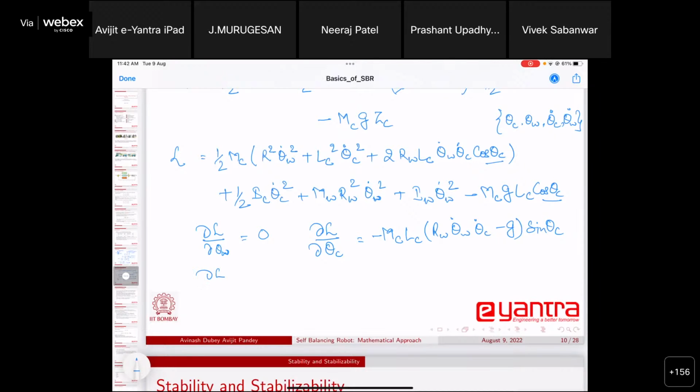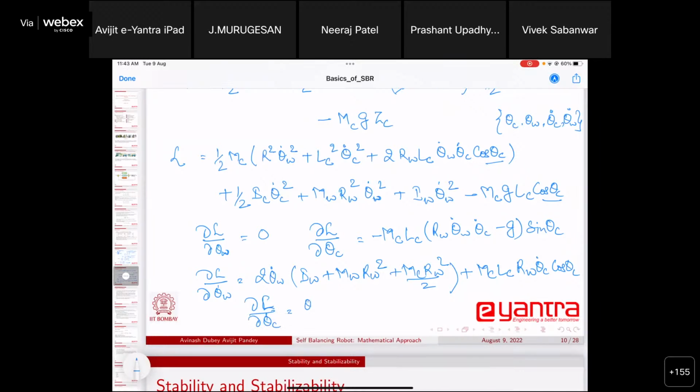Now taking this derivative with del theta W dot, you will get 2 theta W dot times IW plus MW RW square plus MC RW square by 2, plus MC LC RW theta C dot cos theta C. Similarly, the last component, del L by del theta C dot, becomes theta C dot times IC plus MC LC square, plus MC LC RW theta W dot cos theta C.